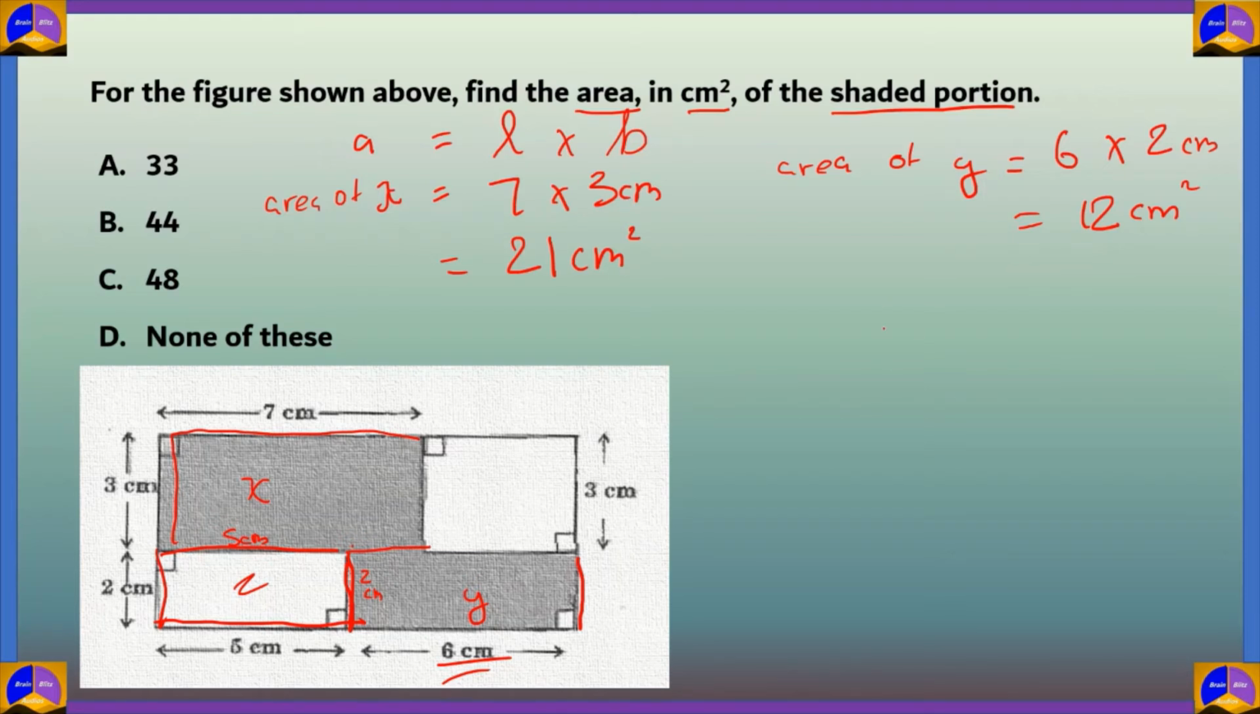Now we have to just add them. That is, area of shaded portion equals 21 plus 12 centimeter, which equals 33 centimeter square. That is option A.